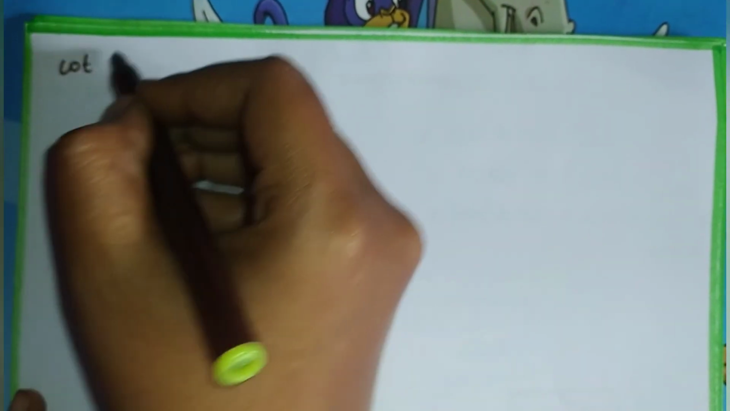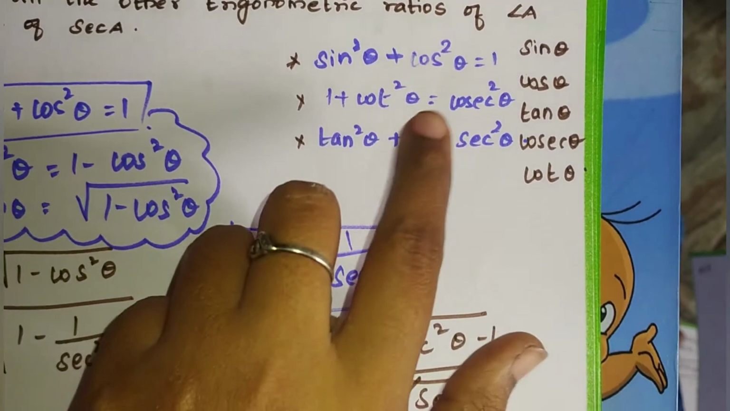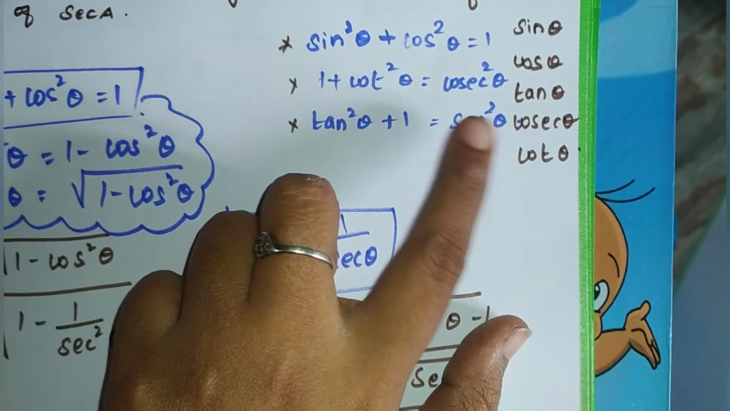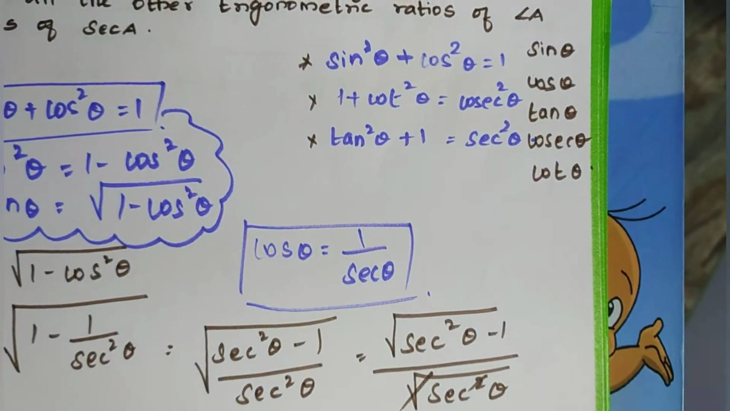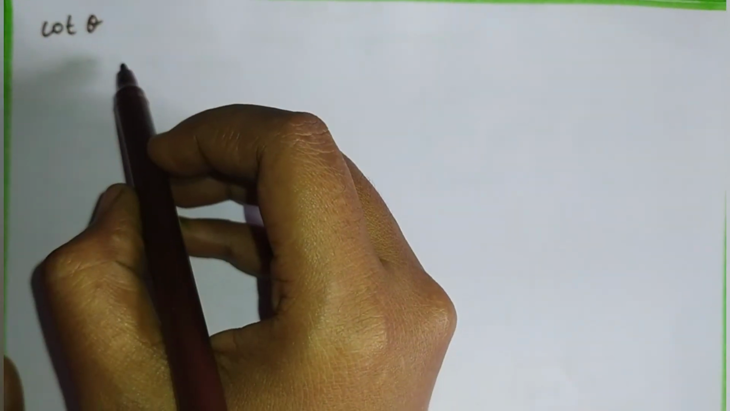Next, cot theta. We have to change this cot theta in terms of secant theta. Is there any relationship or identity between cot and secant? No, we don't have anything. So what I am going to do means cot, we can write cos divided by sine.